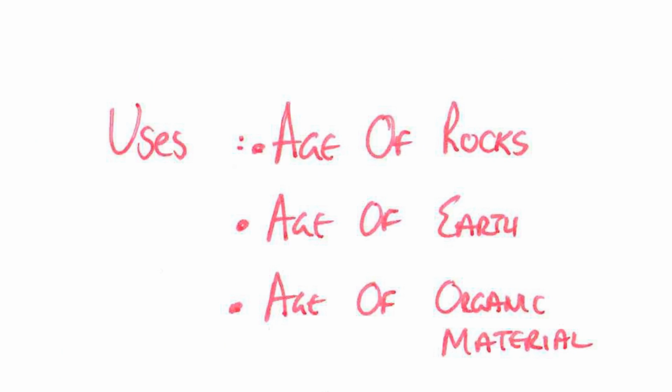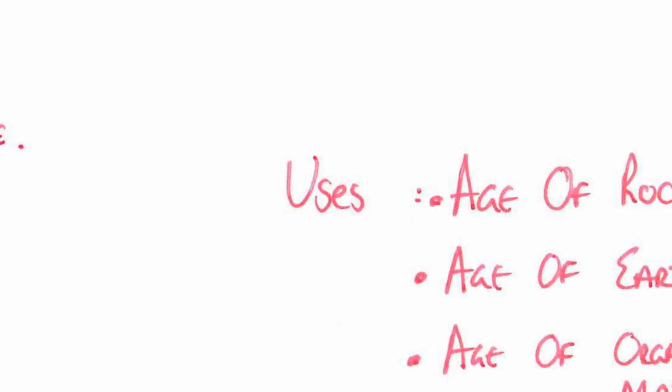It allows us to work out the age of the Earth. We know the Earth is 4.6 billion years old, or 4,600 million years old. You don't need to know that for the exam. And it also allows us to work out the age of organic material.